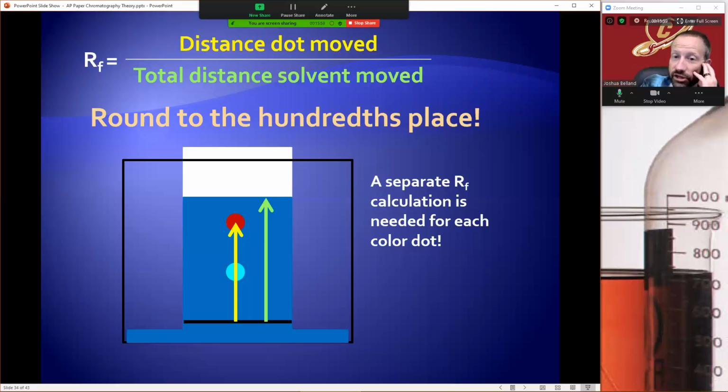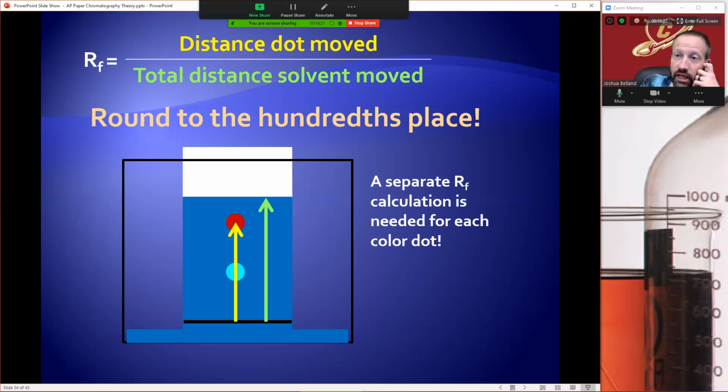That's my retention factor. I would do it a second time for the blue dot. It would have to be a separate calculation. Are you catching that? And for the blue one, maybe it's like 0.46. The distance the blue dot moved divided by the total distance the water moved. Again, the same as the red dot there. And we rounded to the hundredths place. So that's how we calculate an RF.